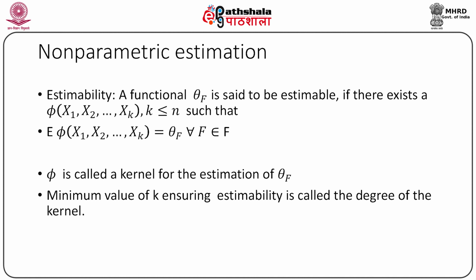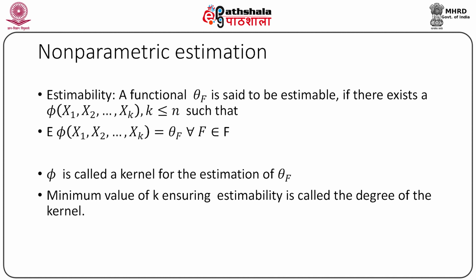We start with non-parametric estimation. Before we go into the details, we refresh some concepts in the context of non-parametric inference. So, we start with estimability. What is estimability? In the language of parametric inference, if we can find at least one unbiased estimator for a parametric function, then it is estimable. In non-parametric inference, the idea is the same but with different terminology.